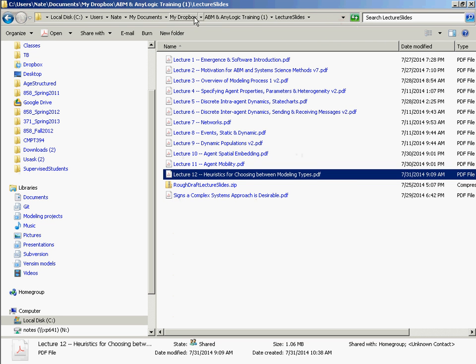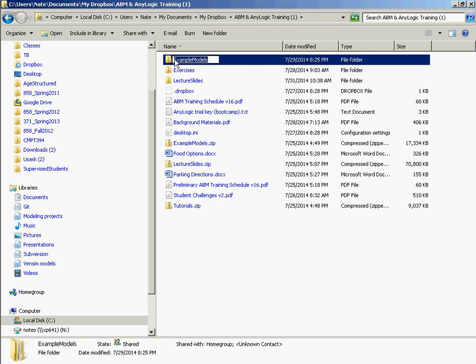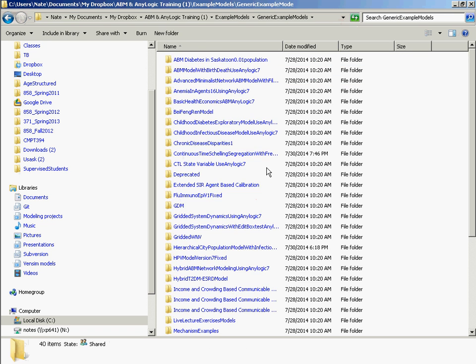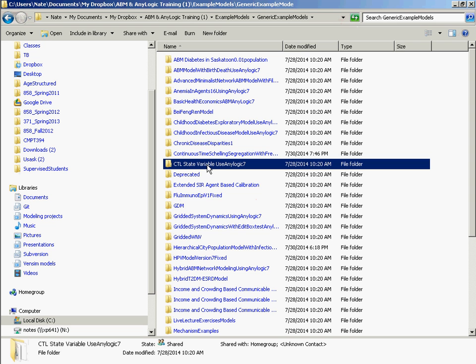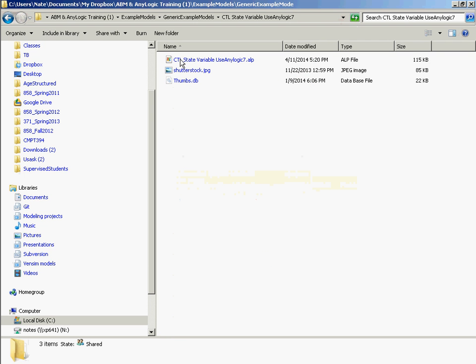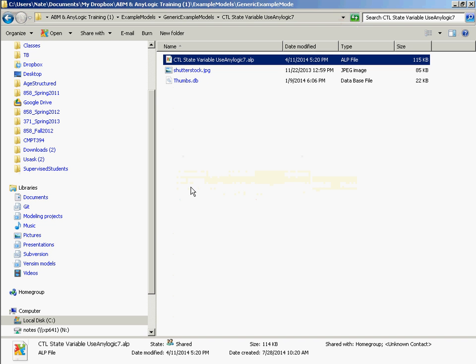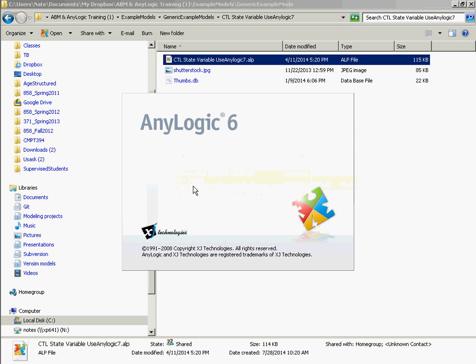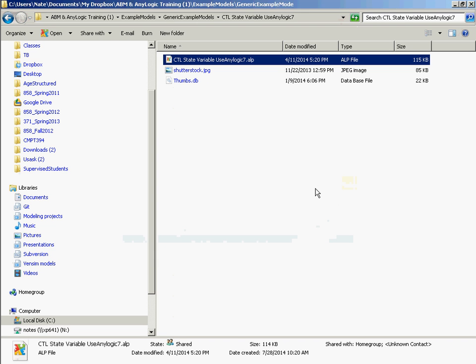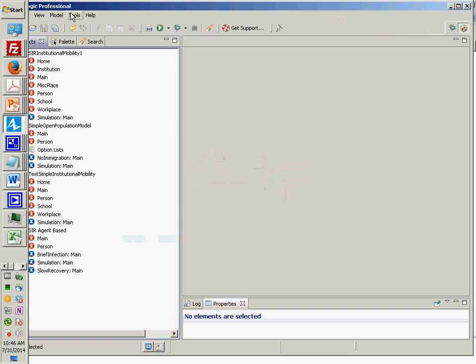Within the Dropbox, you will find example models, and specifically go into generic example models. One of them would be this one, called CTL state variable. Use AnyLogic 7 there. This is perhaps the 15th down or so from the top. If you could open that, we'll see. This is a very simple model. Oh, okay, that's great. Let me open it within AnyLogic.